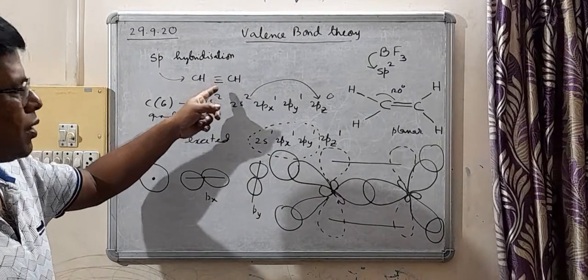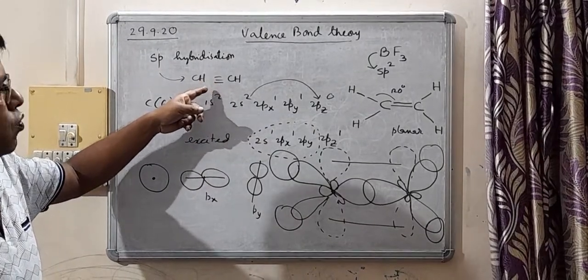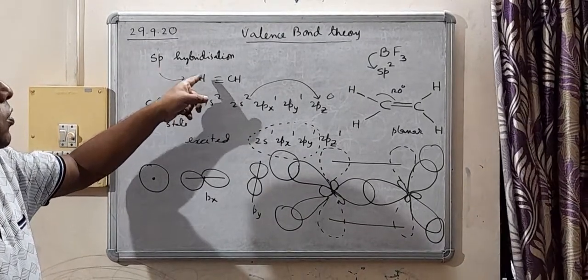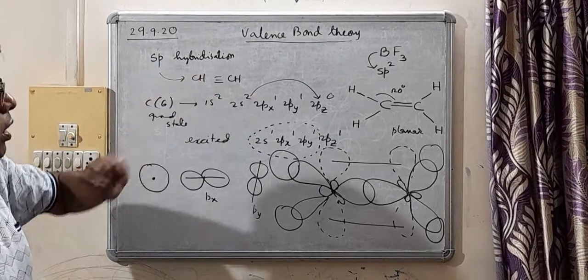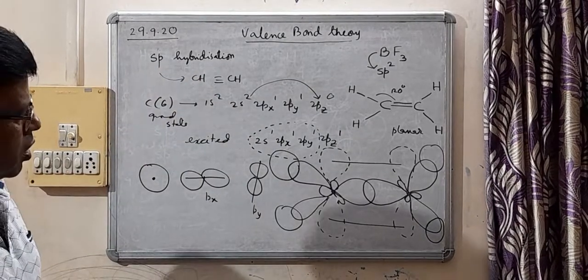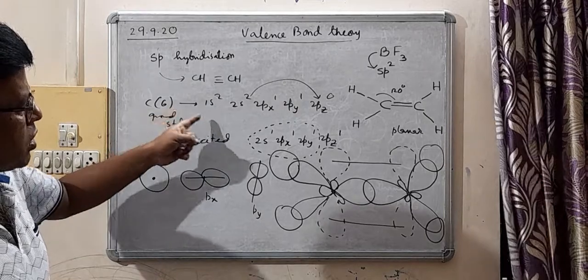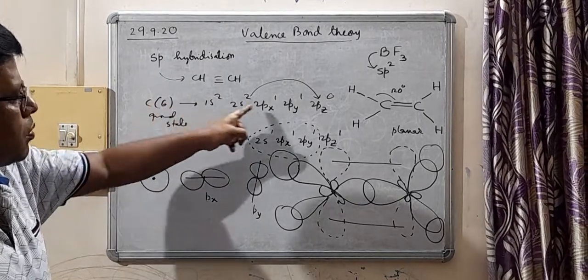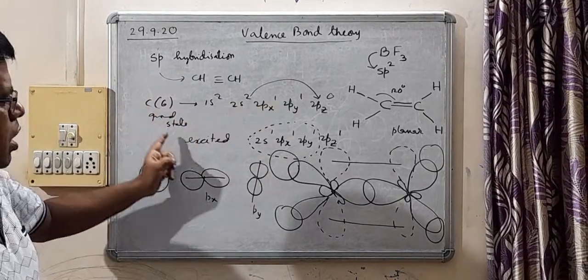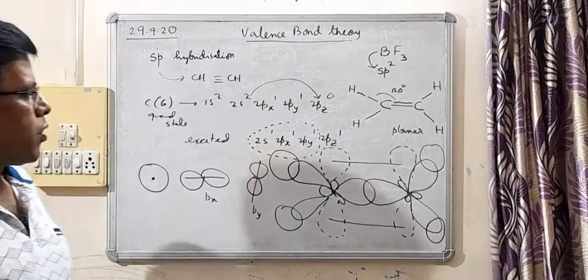So this is acetylene, also known as ethyne. Here it is sp hybridized. Let us try to see how it happens. Once again we will take the carbon atom in the ground state, and the carbon atom in the excited state.